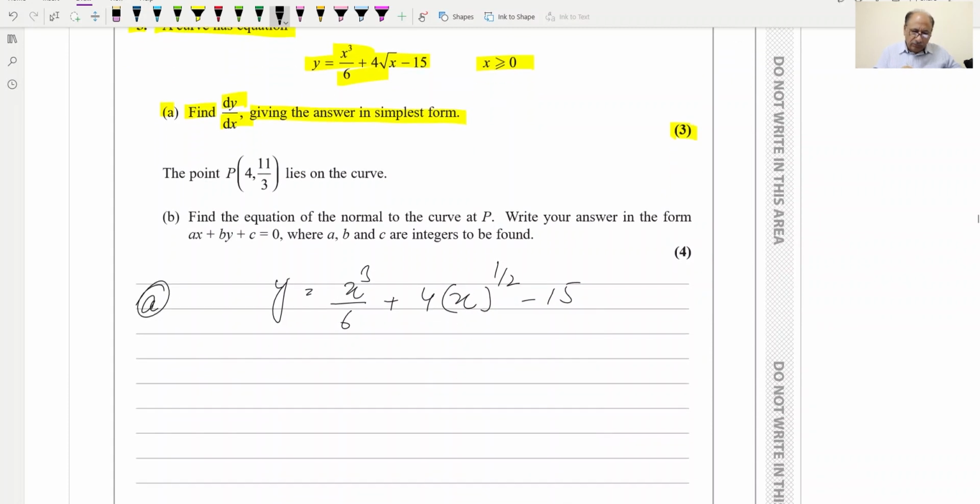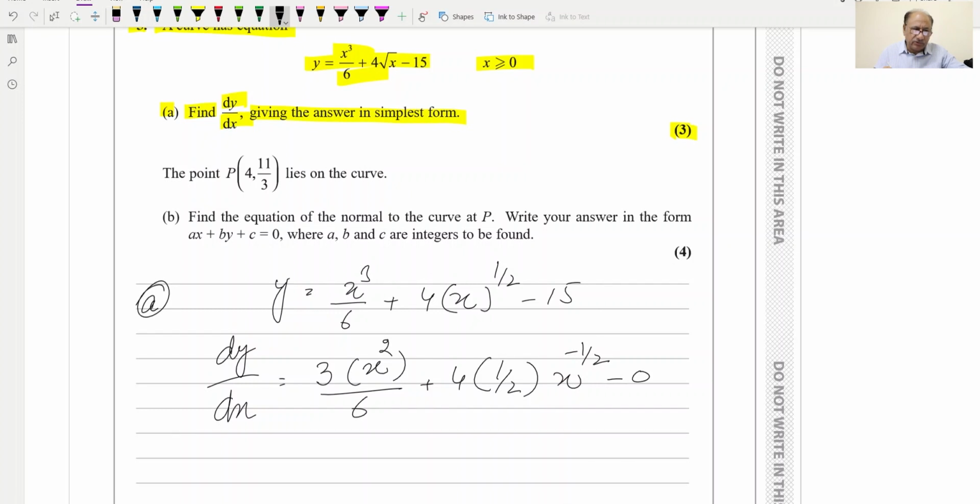we can take the derivative, so we can write dy over dx, and 3 will be pulled down first, this power will be pulled first, and x raised to the power 3 minus 1, so it will be 2, and divided by 6, plus 4 into this power, which will be 1 by 2, into x raised to the power 1 by 2 minus 1, which will be minus 1 by 2, and the derivative of the constant is 0.